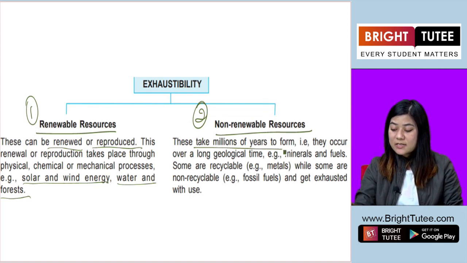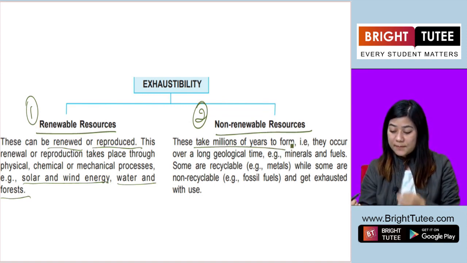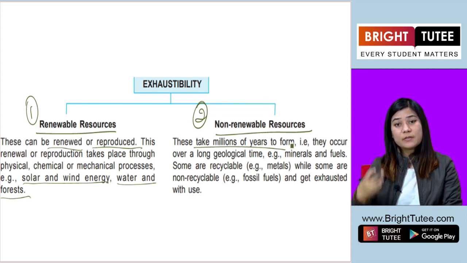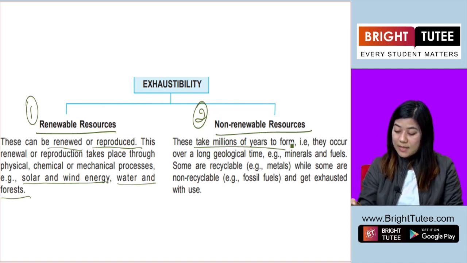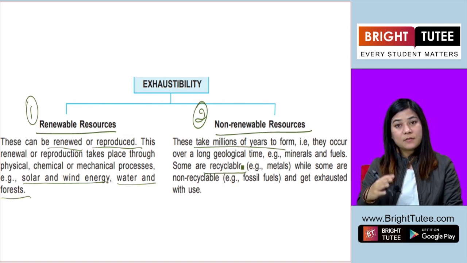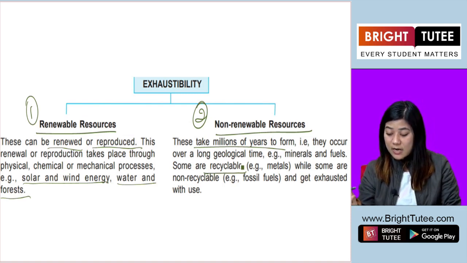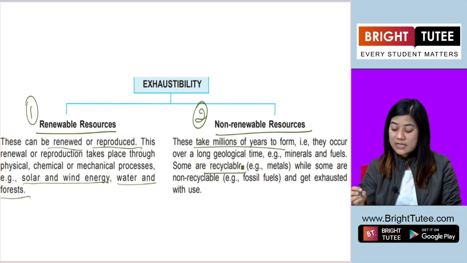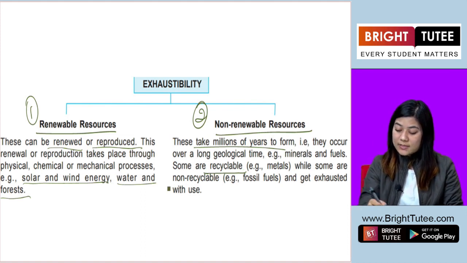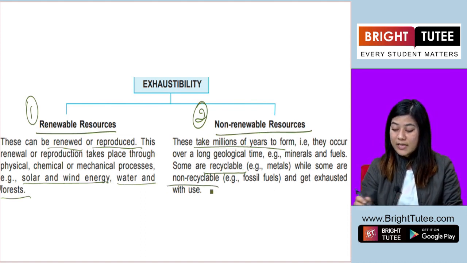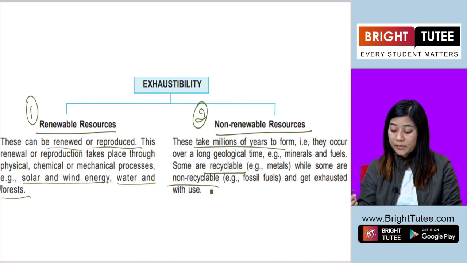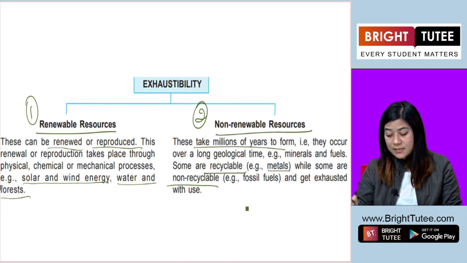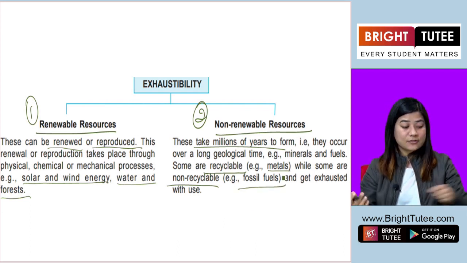which take millions of years to form, and they cannot be reproduced or easily renewed. Some non-renewable resources are recyclable, while others are non-recyclable, and they get exhausted, they get depleted over time and cannot be replenished. Some examples are metals, fossil fuels, etc.